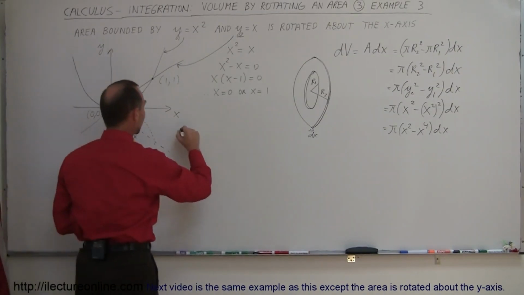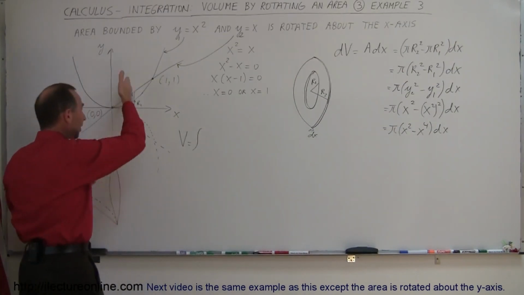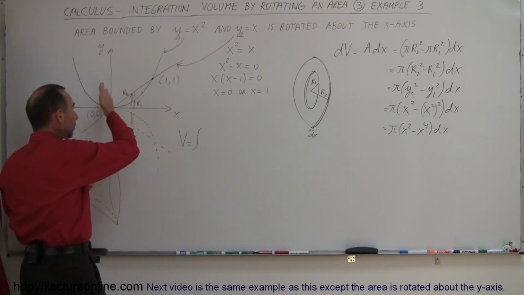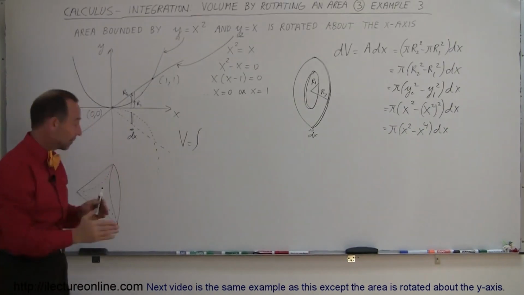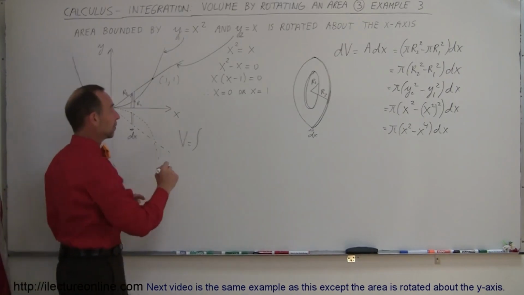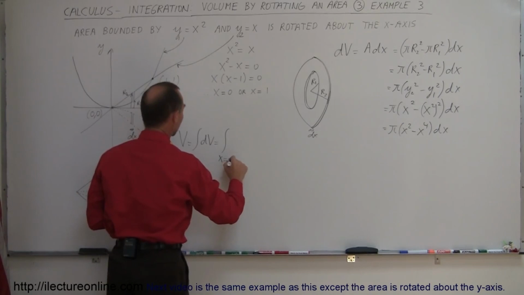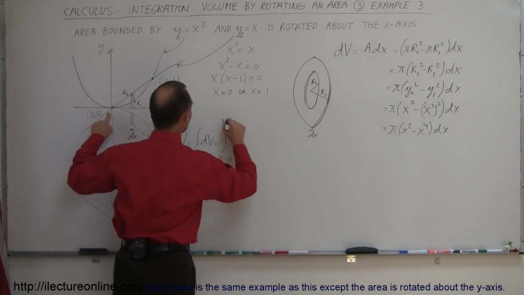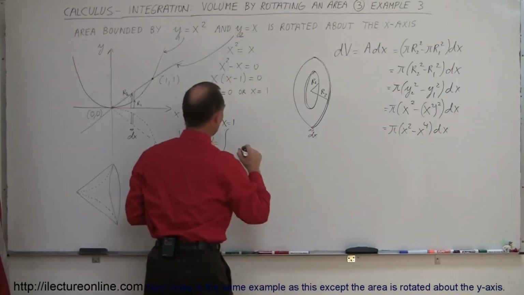So the total volume V will be equal to the integral, which means the sum of all the little slices. If we slice it all up, all the way from x equals 0 to x equals 1, we add them all up, we get the total volume of the structure right here. So volume is going to be the integral of all the dv's, which is the integral from x equals 0 to x equals, where they cross, which is at 1, and our dv is equal to pi.